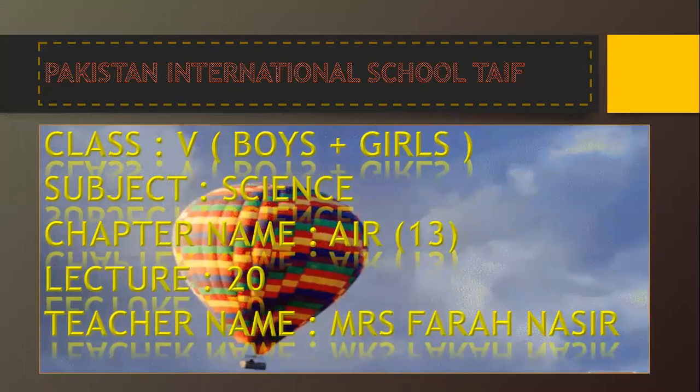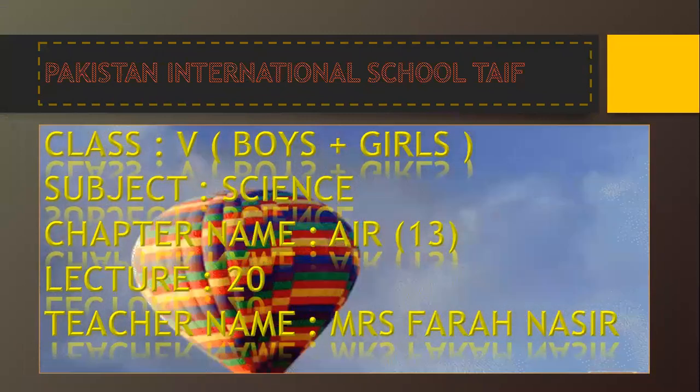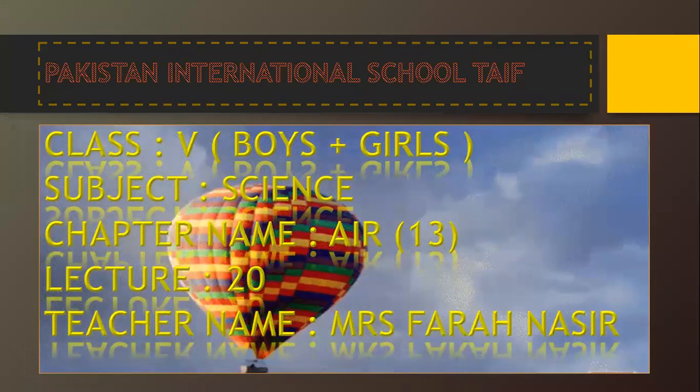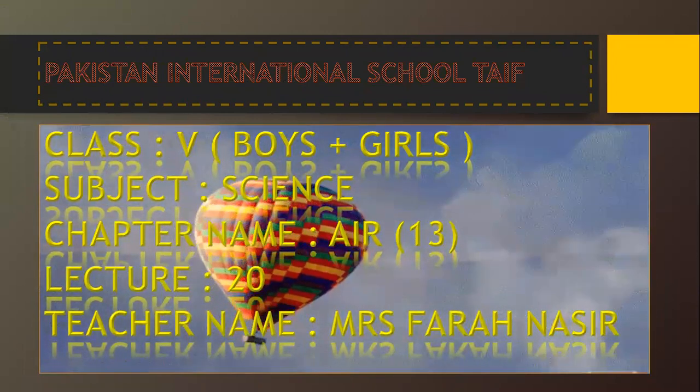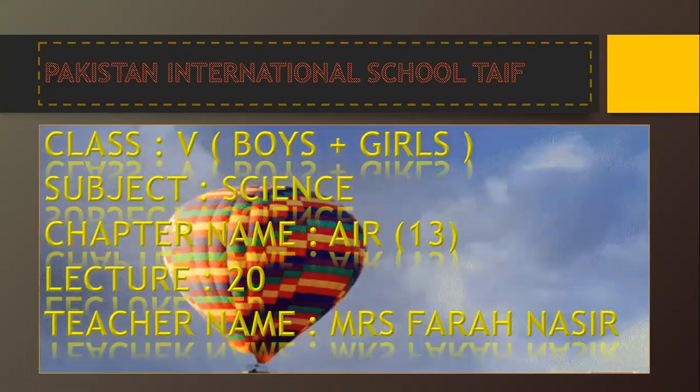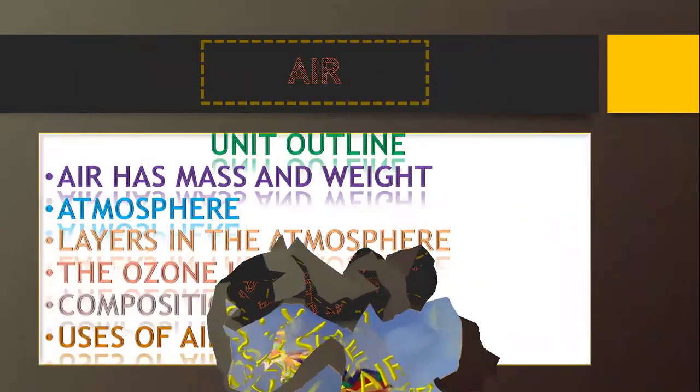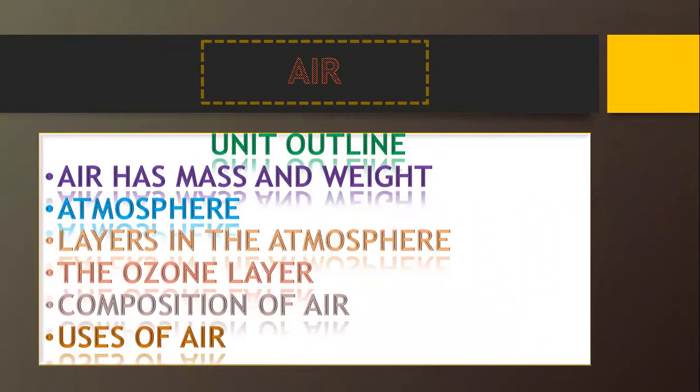Welcome to the virtual science class lecture 20, and today our lecture is about air, chapter number 13. As you know, students, everything which has mass and occupies space is called matter. And matter has three states: solid, liquid, and gas. We have studied about matter in the previous chapter number 11.